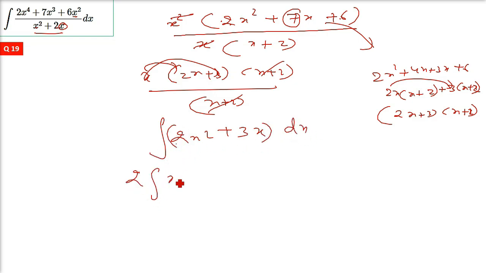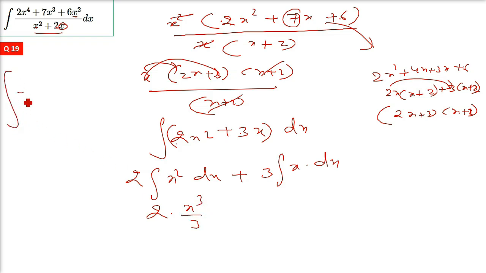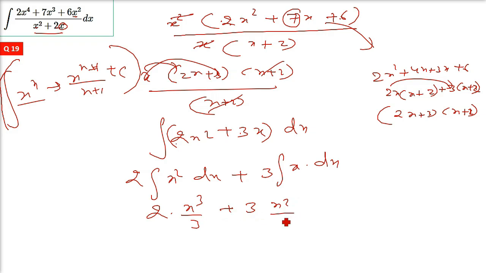So 2 I am taking outside, x squared, integration has to be done. 3 I am taking outside, x dx. So twice x cube by 3. See, every time I am telling you, you have known up till now, integration of x raised n is x raised n plus 1 by n plus 1. This is the standard integration, the first integration you should know. Like d by dx of x to the power n is n x to the power n minus 1, like this. So you have 3x square by 2 plus c. This is your final result.